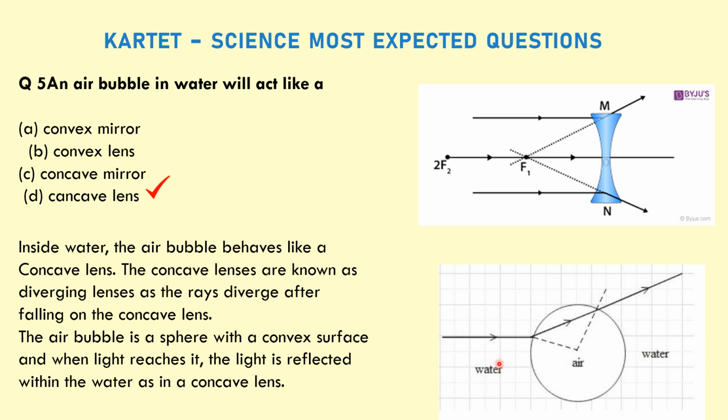You know, when light rays travel from one medium to another medium, they will bend. And here water is a denser medium, air is a rarer medium. When light rays travel from a denser medium to a rarer medium, they will get diverged. Therefore, when the rays travel from water to air, at this point they will get diverged. Therefore, even though the air bubble has a convex surface, it will behave as a concave lens. Therefore, an air bubble in water will behave like a concave lens.